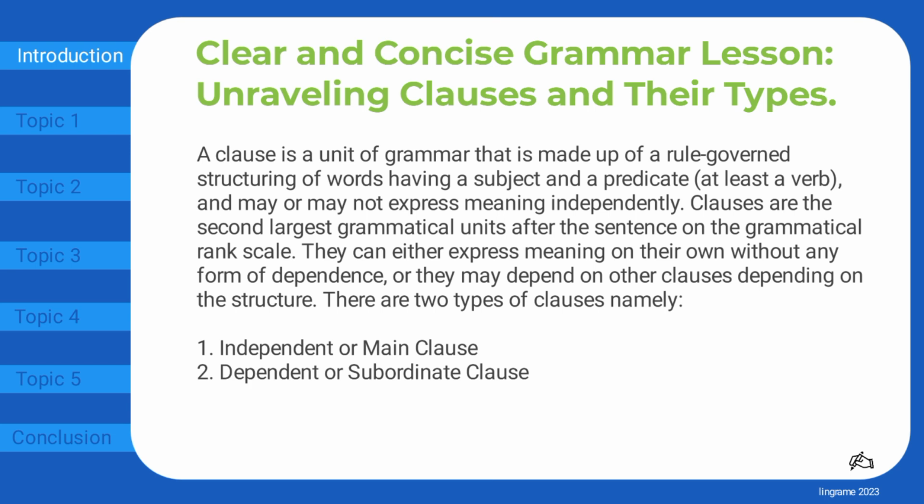A clause is a unit of grammar that is made up of a rule-governed structuring of words having a subject and a predicate, at least a verb, and may or may not express meaning independently. Clauses are the second largest grammatical units after the sentence on the grammatical rank scale. They can either express meaning on their own without any form of dependence, or they may depend on other clauses depending on the structure. There are two types of clauses, namely, independent or main clause, and dependent or subordinate clause.